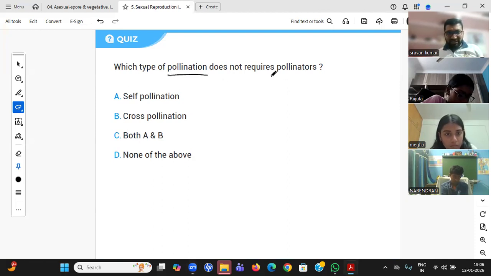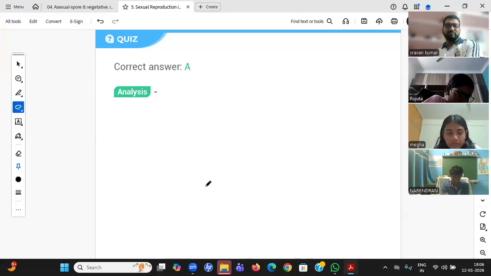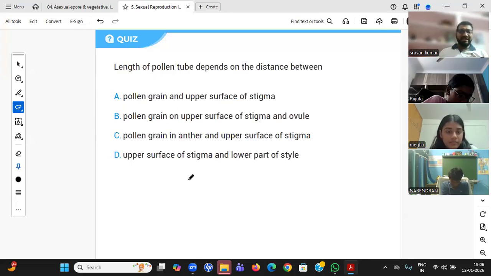Which type of pollination does not require pollinators? Which pollination, beta? Does cross pollination also not require birds and insects? Okay, self pollination, within the flower or flower to flower of the same plant. Yes, you can give this answer.